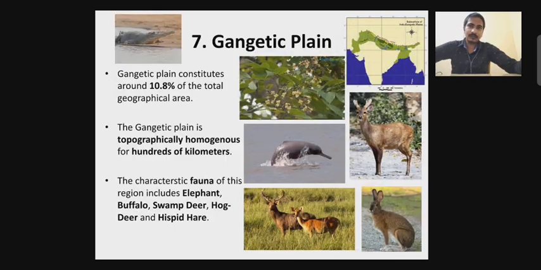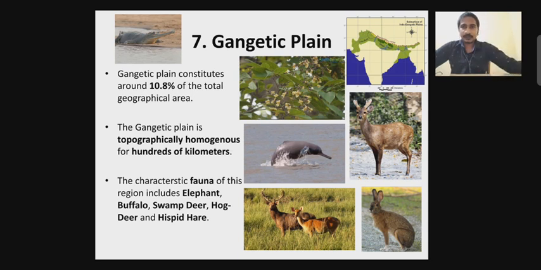So these are the pictures of some of the plants and animal species which are found in the Deccan region. Next is your Gangetic Plain, right? So the Gangetic Plain constitutes around 10 to 10.8% of the total geographical area. It is topographically homogeneous for hundreds of kilometers. Homogeneous means of the same type.